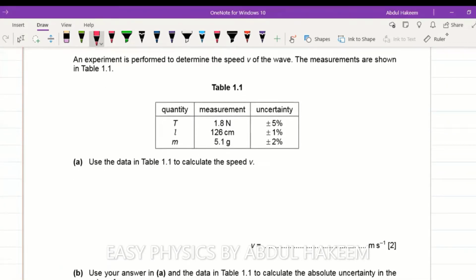T is given as 1.8 newton plus or minus 5%, then length given as 126 centimeter plus or minus 1%. So the tension is 5% and the length is 1%. Then the mass in gram is 5.1, plus or minus 2%. Use the data in the table to calculate the speed v.